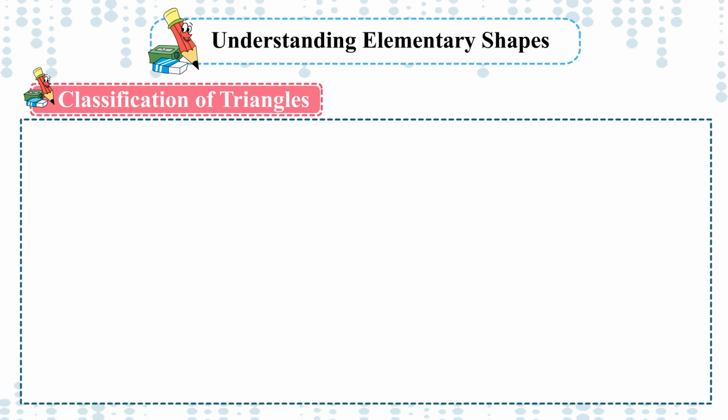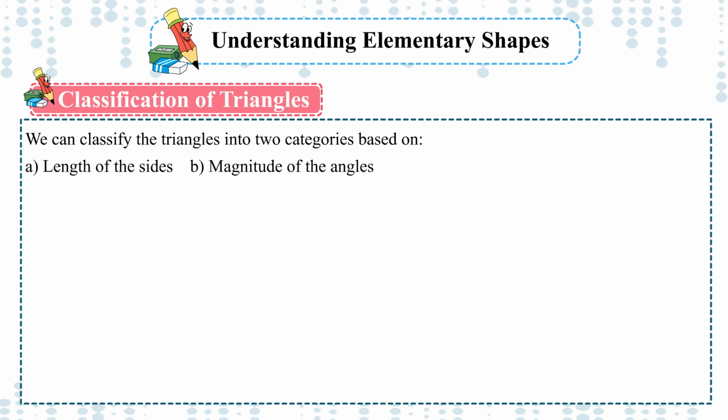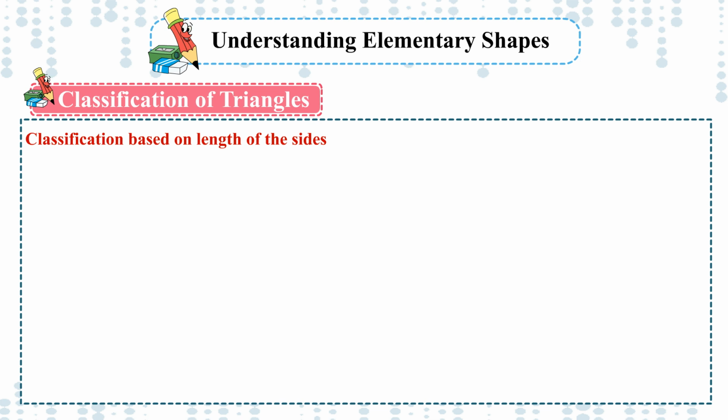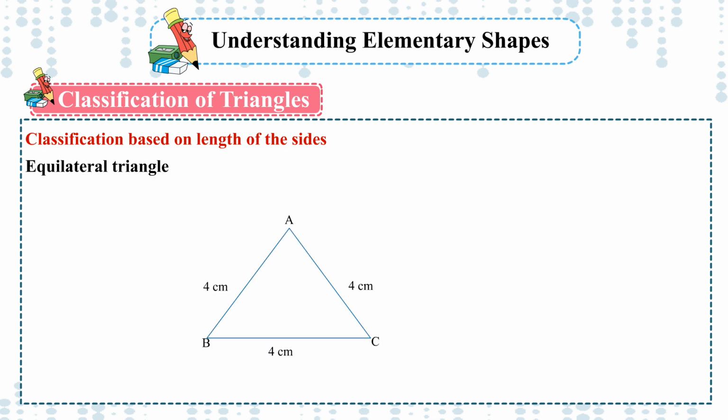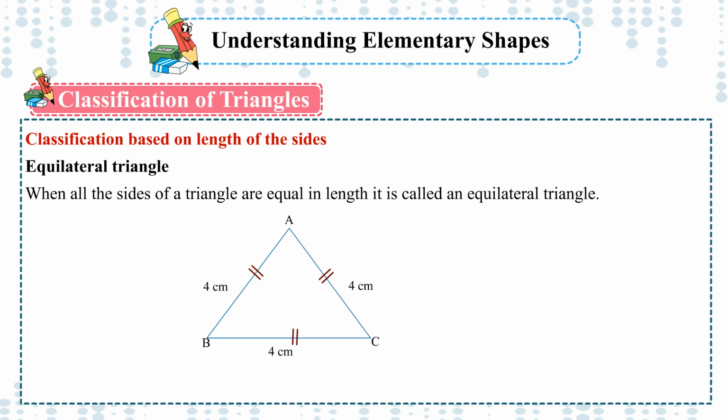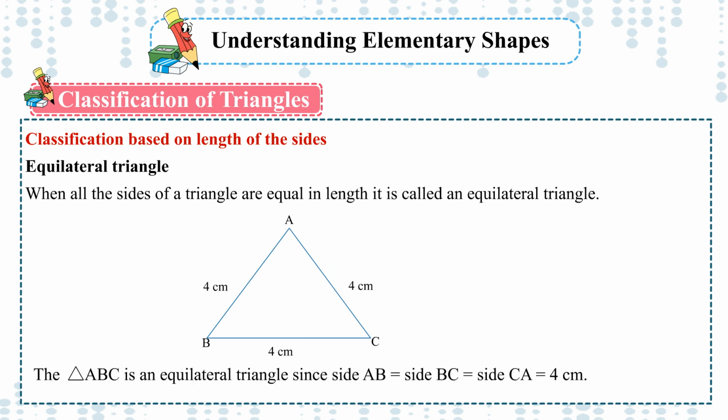Classification of triangles. We can classify the triangles into two categories based on a. Length of the sides. Classification based on length of the sides. Equilateral triangle. When all the sides of a triangle are equal in length, it is called an equilateral triangle. The triangle ABC is an equilateral triangle since side AB is equal to side BC is equal to side CA is equal to 4 centimeters.